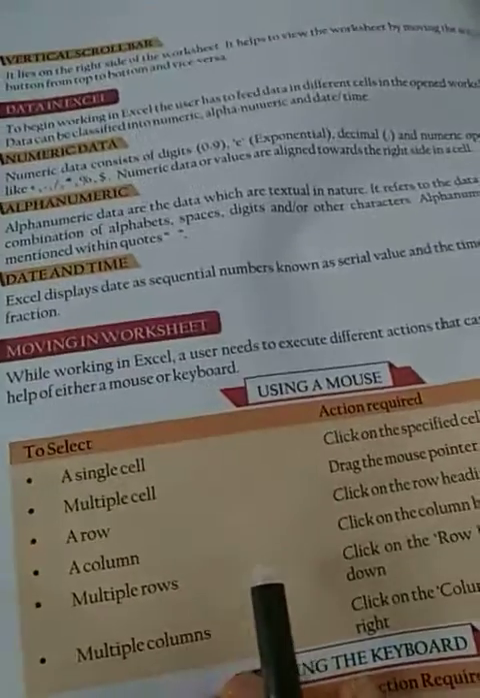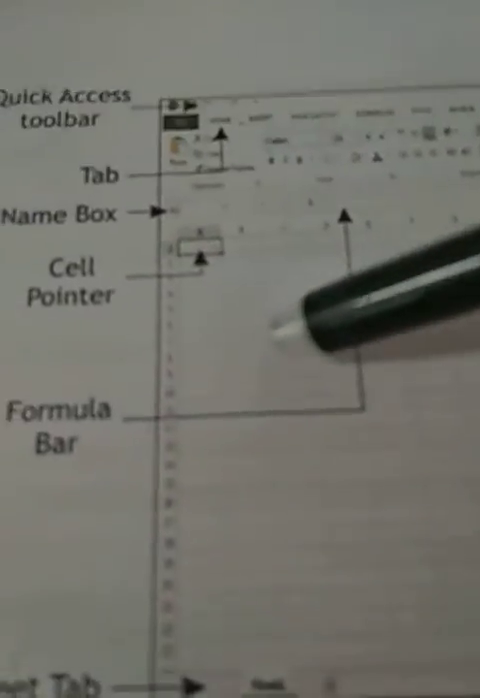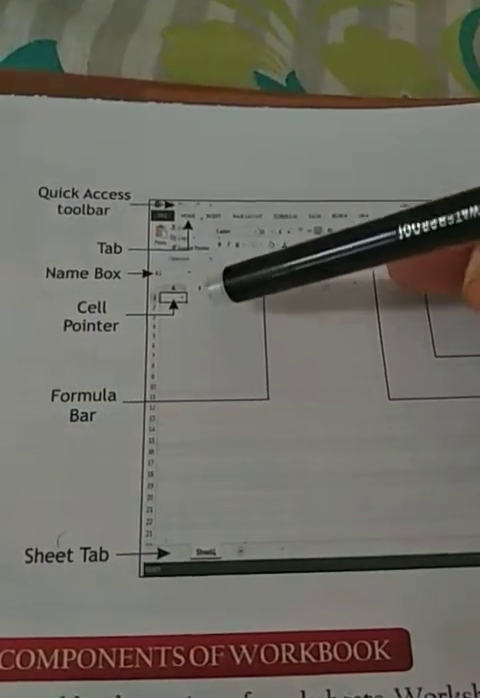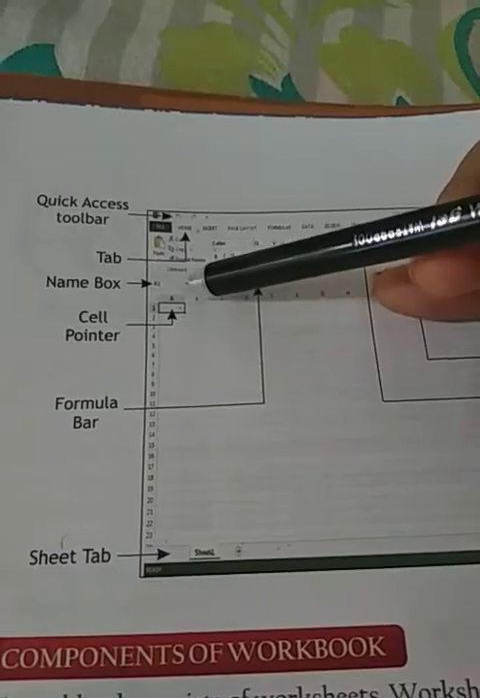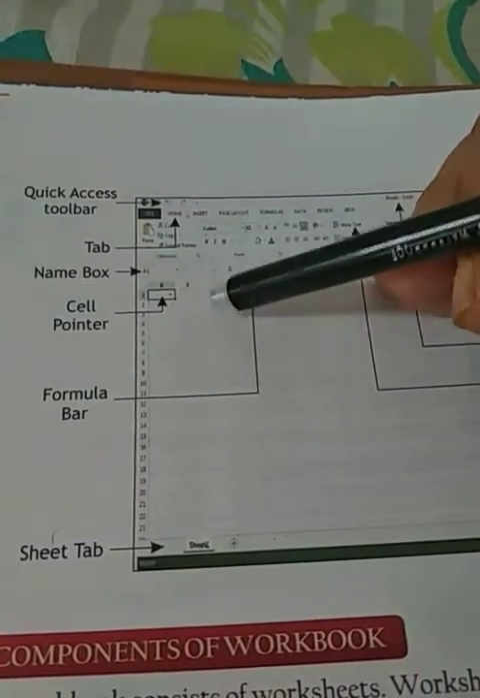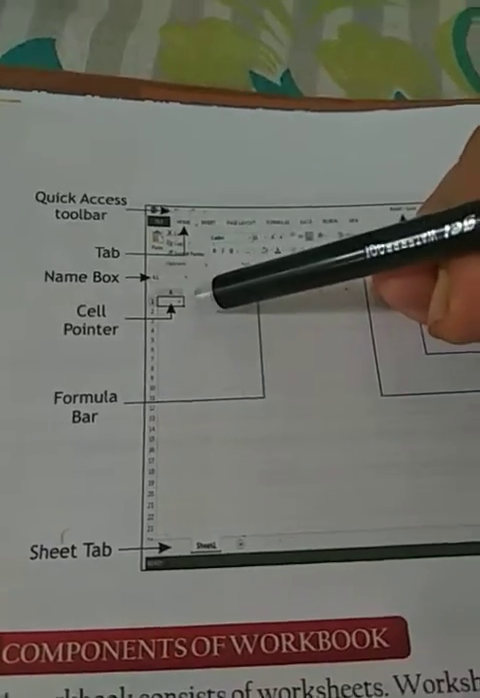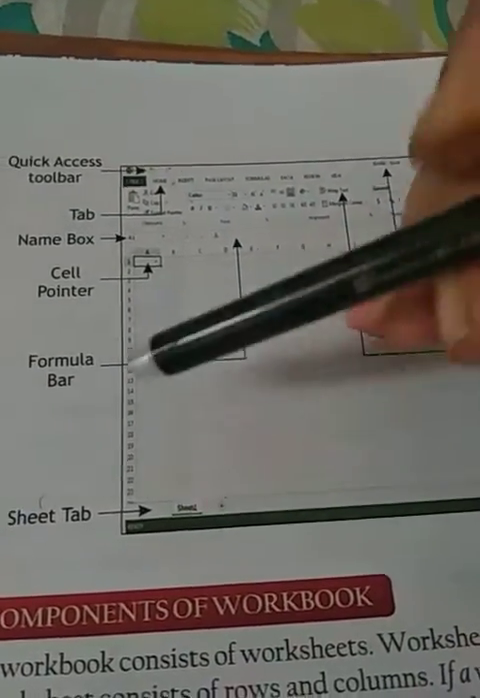Now I will show you with the help of this diagram. Suppose I want to select this particular column. Then what I will do is click on the column heading here. Then this particular column will be selected.